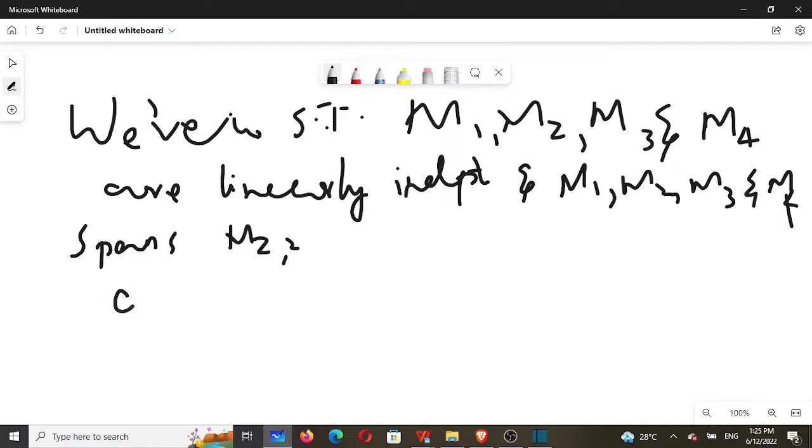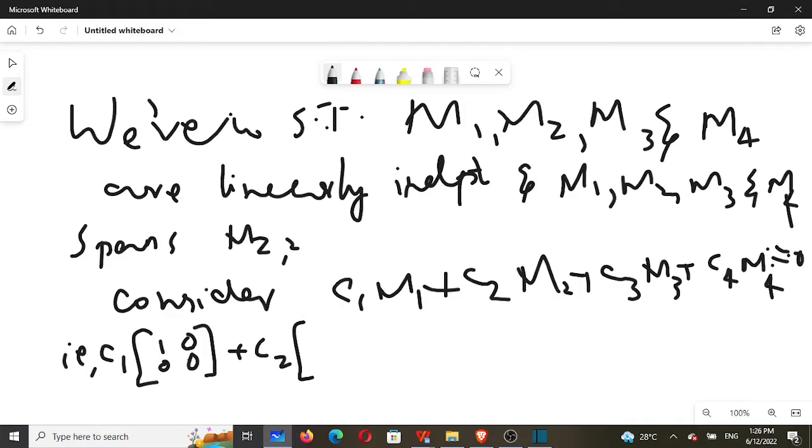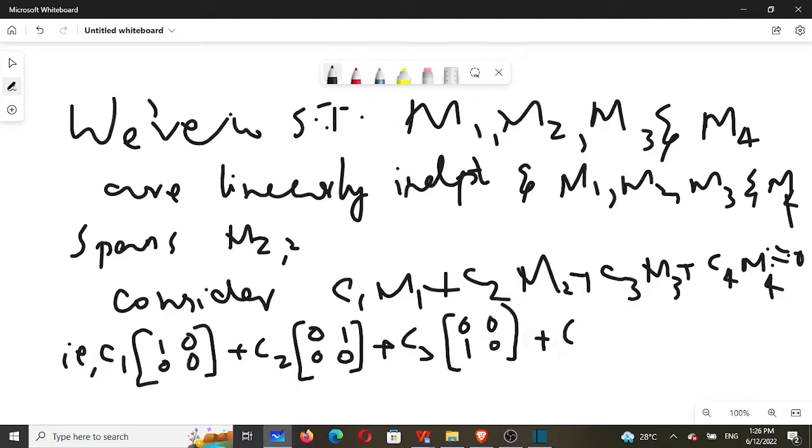For that, consider C1 M1 plus C2 M2 plus C3 M3 plus C4 M4 equal to 0. That is C1 into [1 0; 0 0] plus C2 into [0 1; 0 0] plus C3 into [0 0; 1 0] plus C4 into [0 0; 0 1] equal to 0.